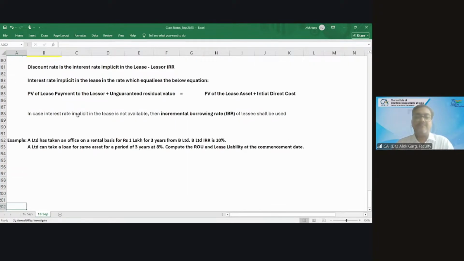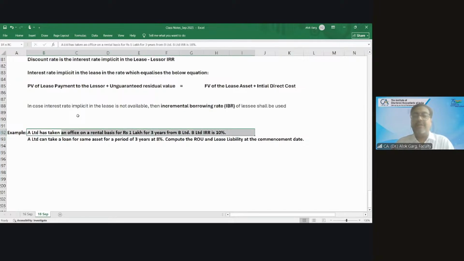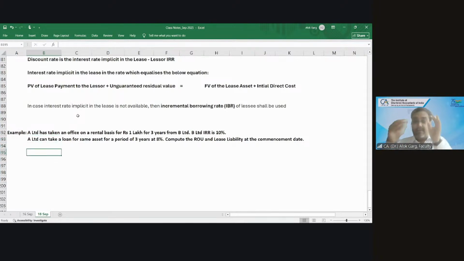Now, for example, A Limited has taken an office on a rental basis for 1 lakh for 3 years from B Limited, and B Limited's IRR is 10%. A Limited can take a loan for the same asset for a period of 3 years at 8%. Compute the ROU and lease liability at the commencement date. This is a part of your examination question, which I have extracted here. In this question, lessor IRR is also given and lessee IBR is also given. What will you take? I will take the lessor IRR, in this case 10%.